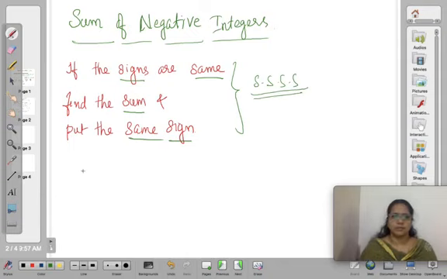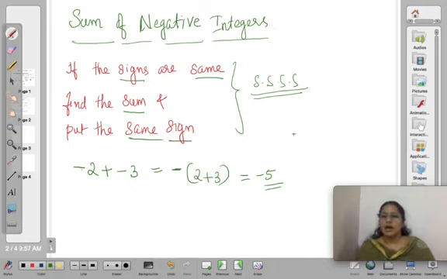Let me take two numbers, -2 plus -3. Here signs are same. So your first step is find the sum, and put the same sign. Here it is negative, so put negative. Then you will get -5. Using our number line, I will show you how it is coming.